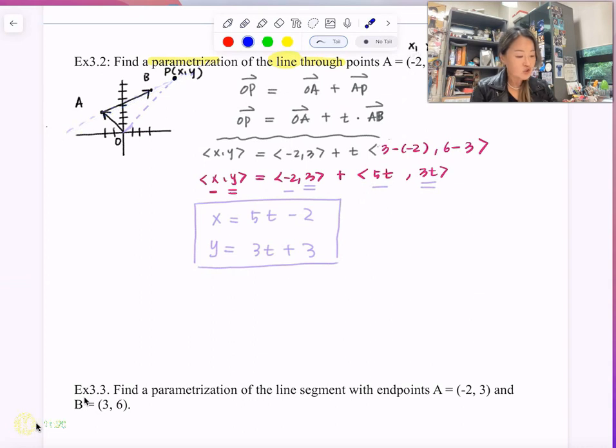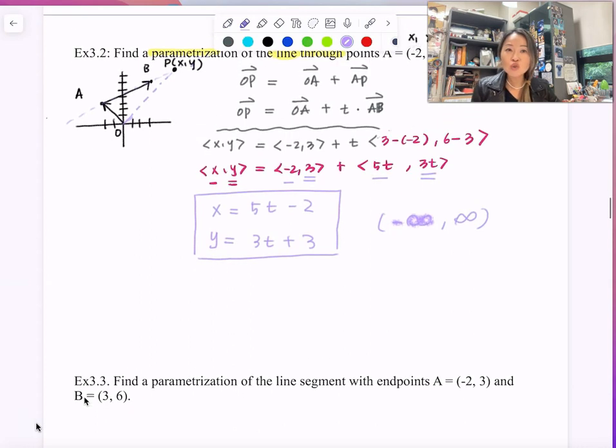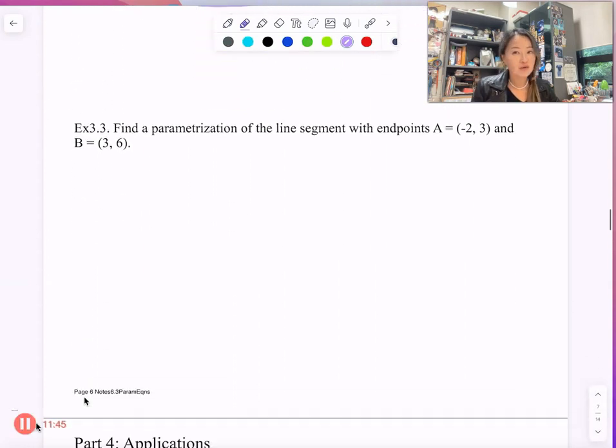And this is true for what? Negative infinity all the way to infinity. That's true for any coordinates. But now, how does that change? And how do we use this part for part 3.3?